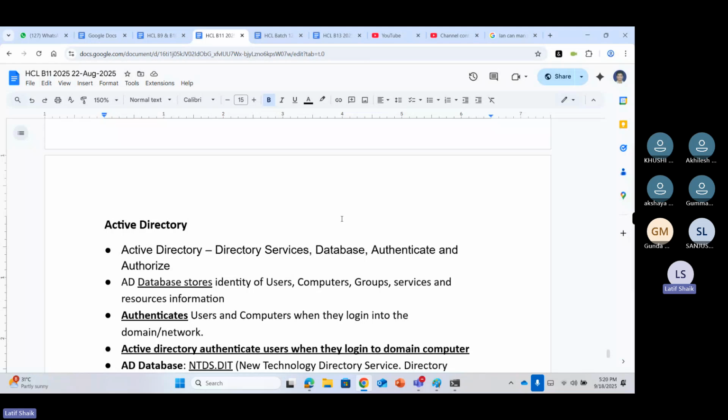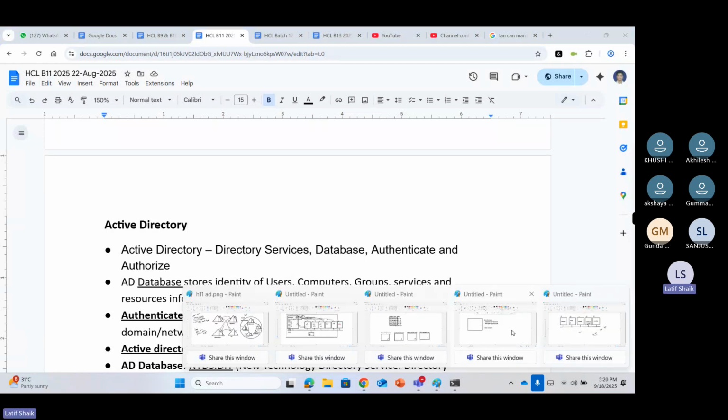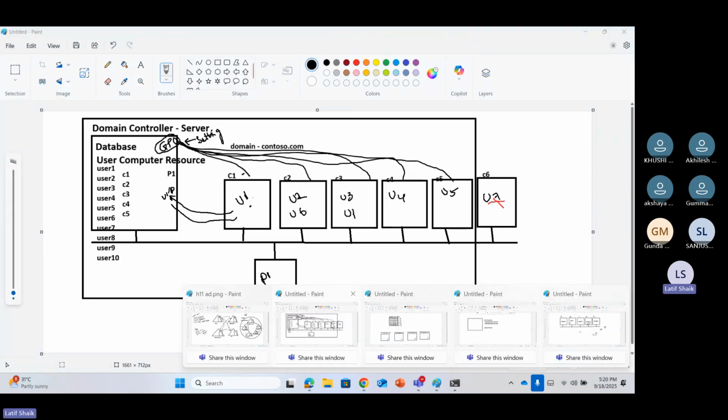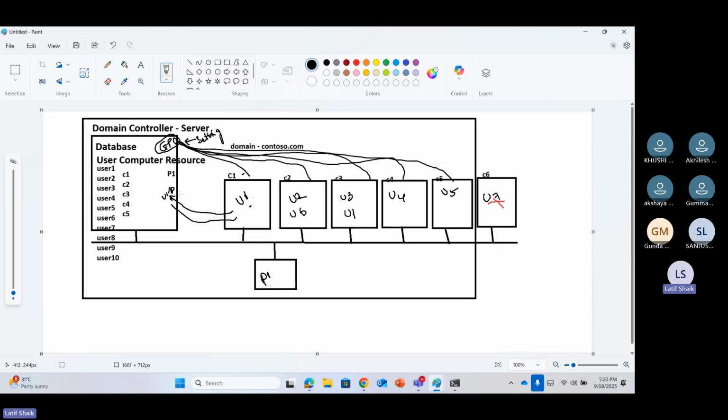A domain controller is a server. It's a Windows server. On this server, we install Active Directory or the Active Directory Domain Services role and configure it. It becomes a domain controller. We take a Windows server, install Active Directory Domain Services, configure it, and it becomes a domain controller.